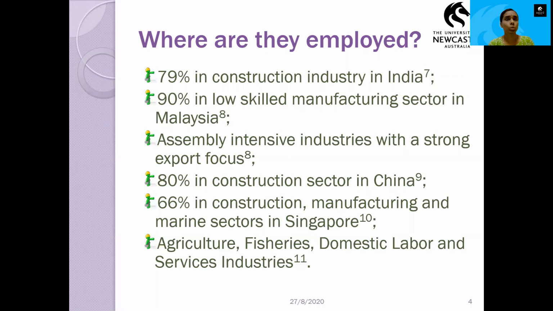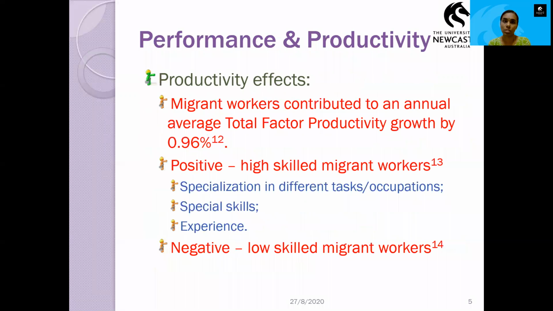So where are these migrant workers generally employed? They are mostly found in the construction sector, manufacturing sector, and marine sector. More specifically, in the manufacturing sector, they are found in assembly-intensive industries which have a strong export focus. Apart from that, they are also found in agriculture, fisheries, domestic labor, and service industries.